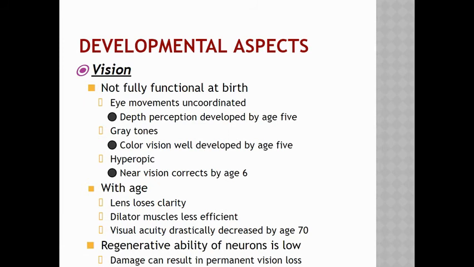Through the aging process, the lens will lose clarity, the dilator muscles become less efficient, and visual acuity drastically decreases by age 70. The regenerative ability of visual neurons is low, and so damage to these neurons often results in permanent vision loss.